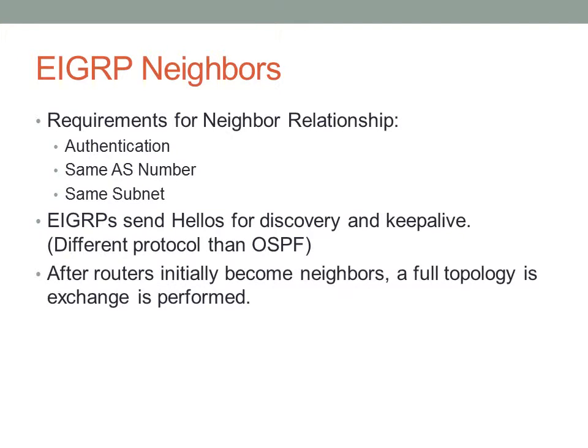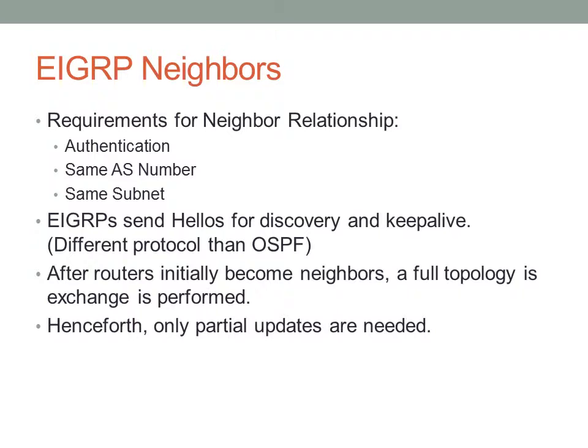After the routers become neighbors, a full topology exchange is performed. Once the routers exchange that information, only partial updates are needed. So you don't have to send a full link state database just like you did with OSPF. It's only going to exchange the updates that are required. And the route is actually chosen based on a simple metric, and we'll be talking about that metric here in a bit.